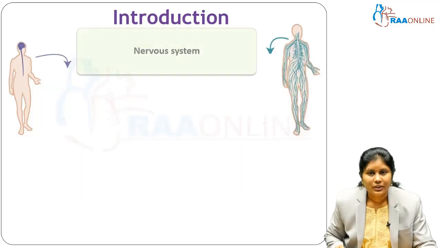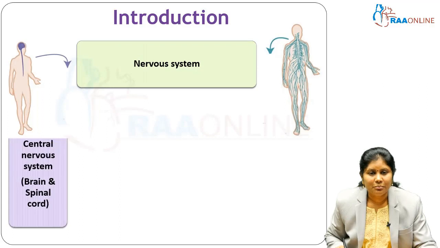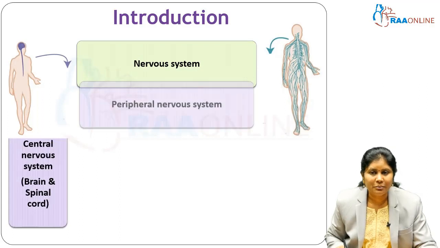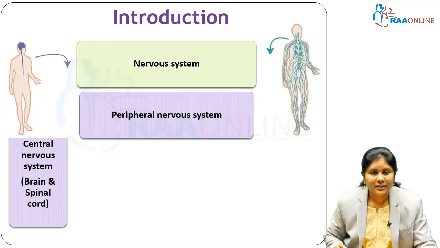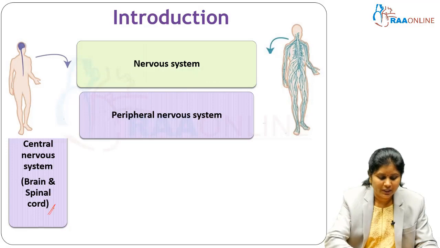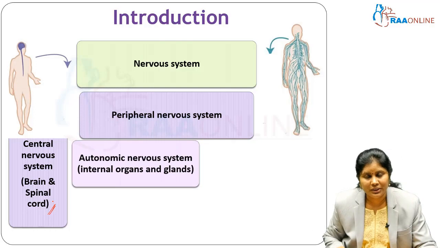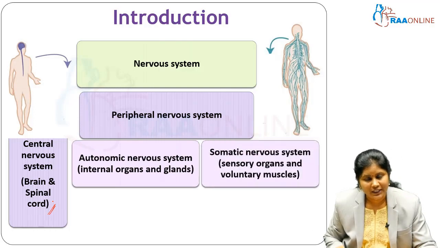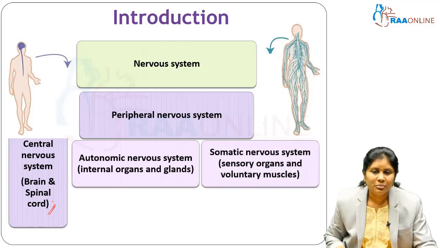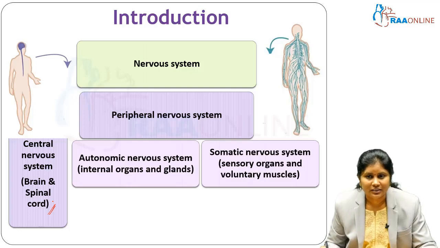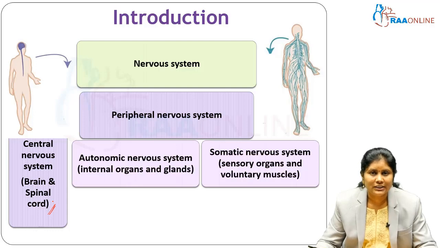As we know, the nervous system is composed of central nervous system and the peripheral nervous system. The central nervous system includes the brain and the spinal cord. The peripheral nervous system, again it is divided into autonomic nervous system and the somatic nervous system. This autonomic nervous system communicates with the internal organs and the glands, whereas the somatic nervous system communicates with the sensory organs and the voluntary muscles.